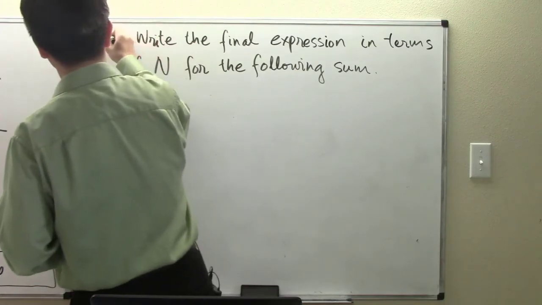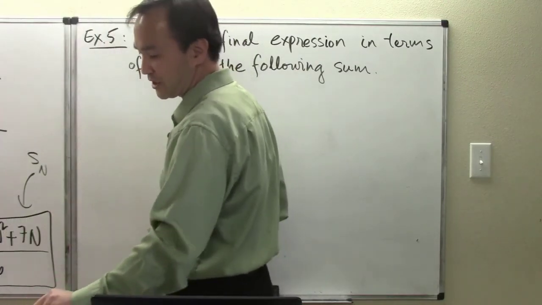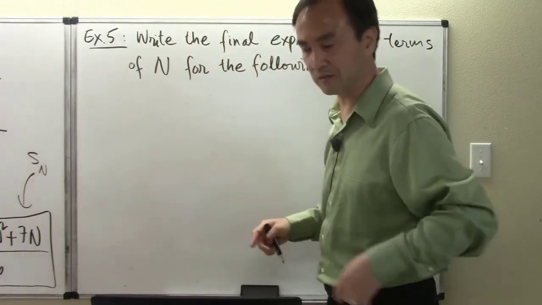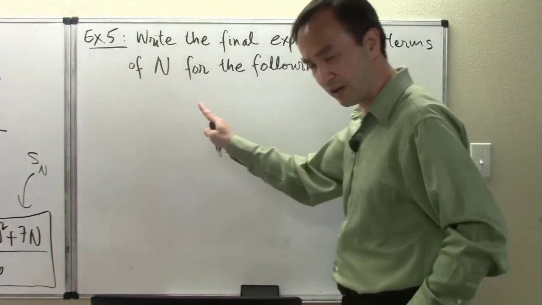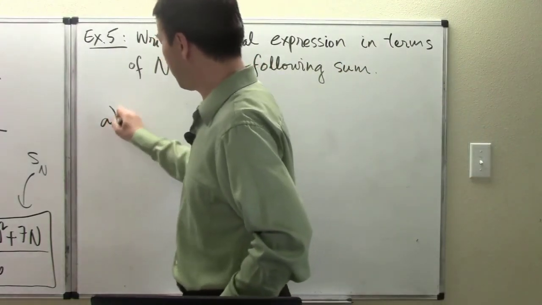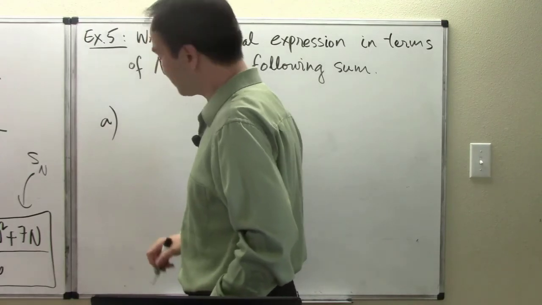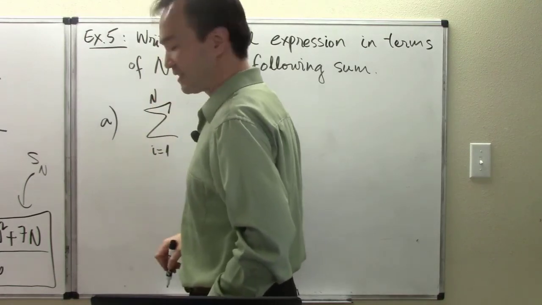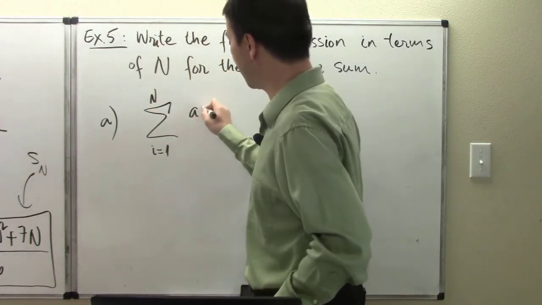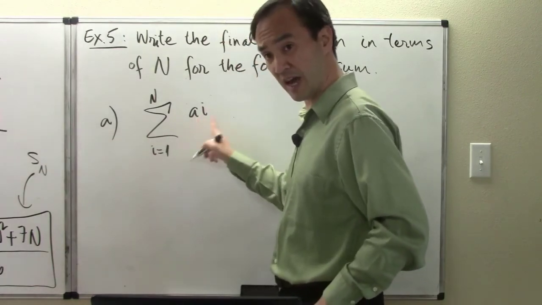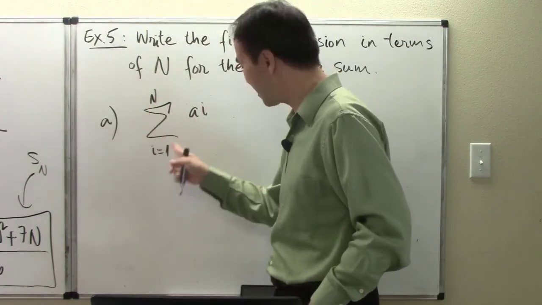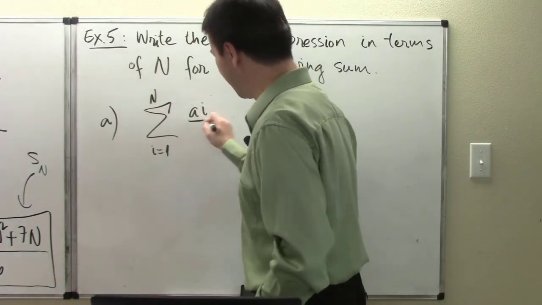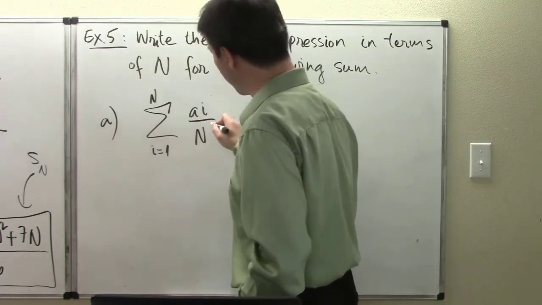So example number 5 right here. We still want to write the final expression in terms of n for any one of the following sums that I'm writing on the board here. So part A, my summation is going to look as follows. It's a summation, summing from the first term to the nth term, of some terms being ai, a times i. Instead of 3i or 4i, it's ai, generally some a times i. And then over n squared.